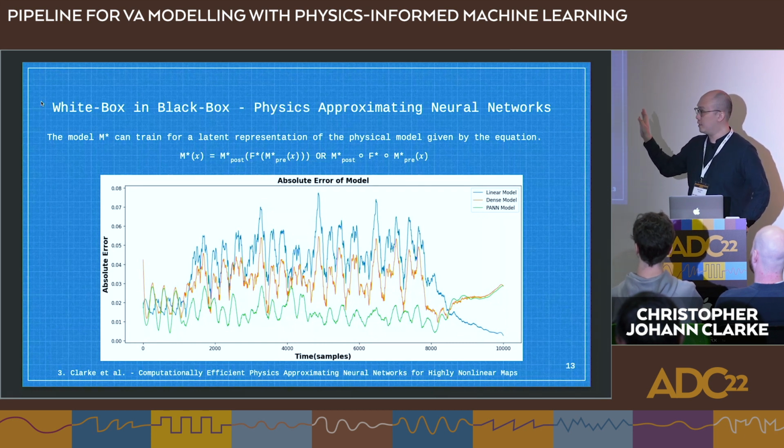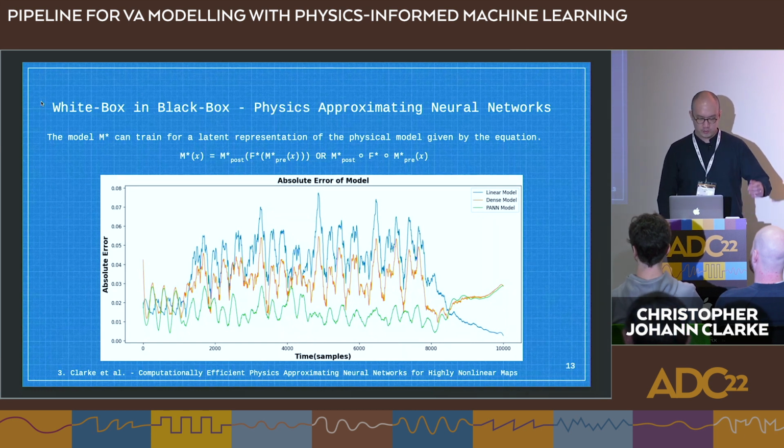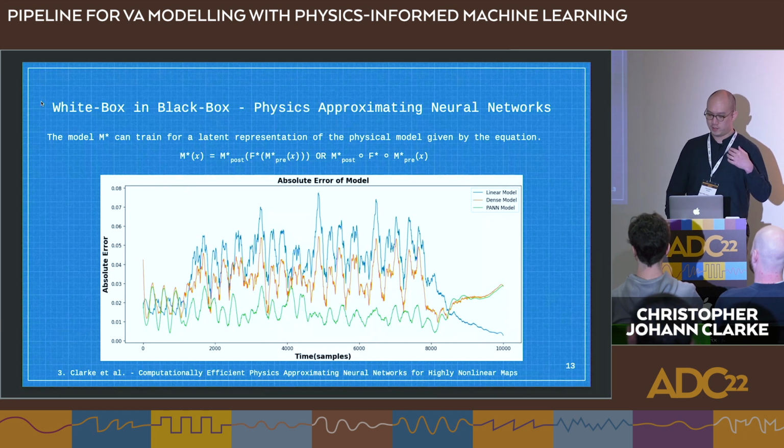So the dense layered neural network was an 8 by 8 network. So the same size. And we see that it gets lower error. And then we also get a much lower error compared to the model that assumes no nonlinearities.